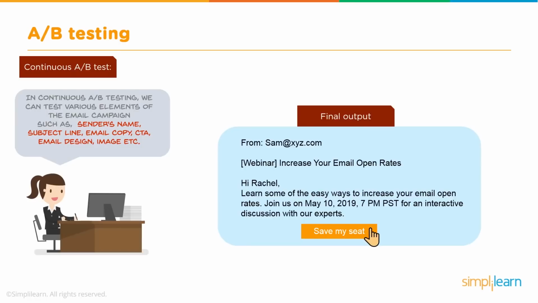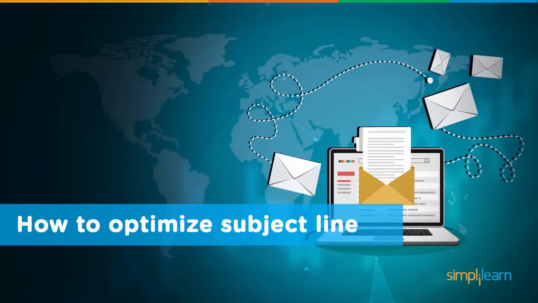But guess what? We're not going to stop testing. So we can continue to test those subject lines, continue to test the messaging, continue to test the email design, continue to test different call to actions, continue to test different images. You're never going to stop testing with email marketing. Okay, so let's switch over to how to optimize the subject line.